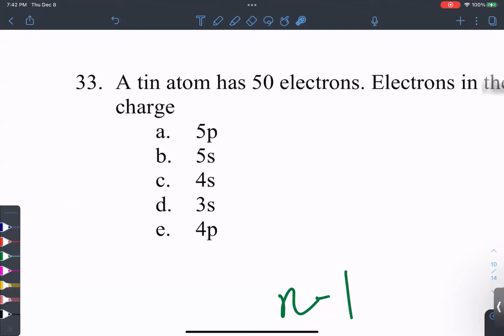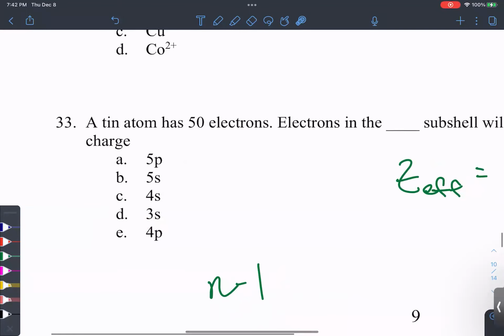So which one has the highest Z effective? Which one is the most attracted to the nucleus? 3s, yes, because the shielding is the lowest for that one. It has the least number of electrons shielding it. So if a 3s electron experiences the highest effective nuclear charge, shouldn't it be the most attracted to the nucleus?